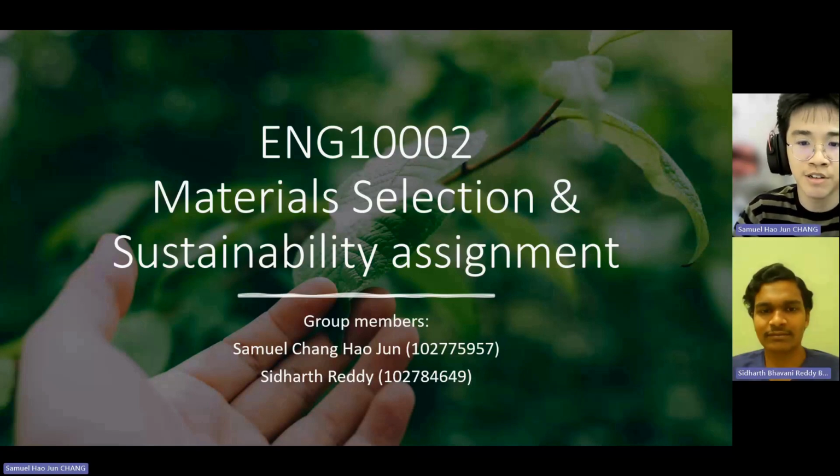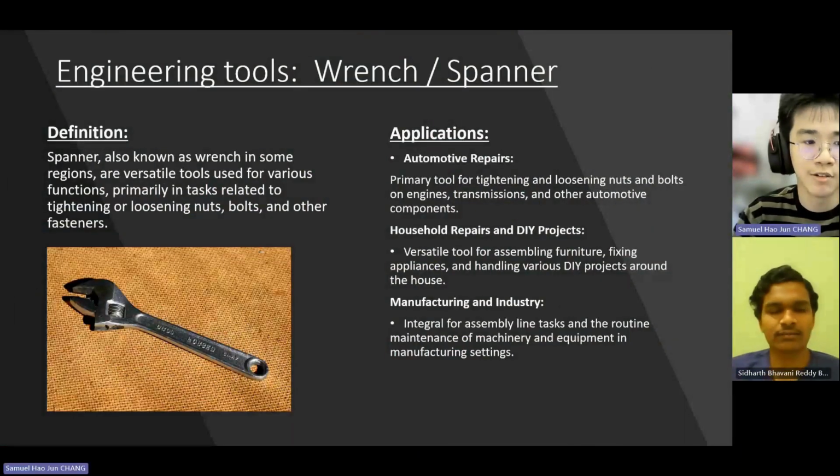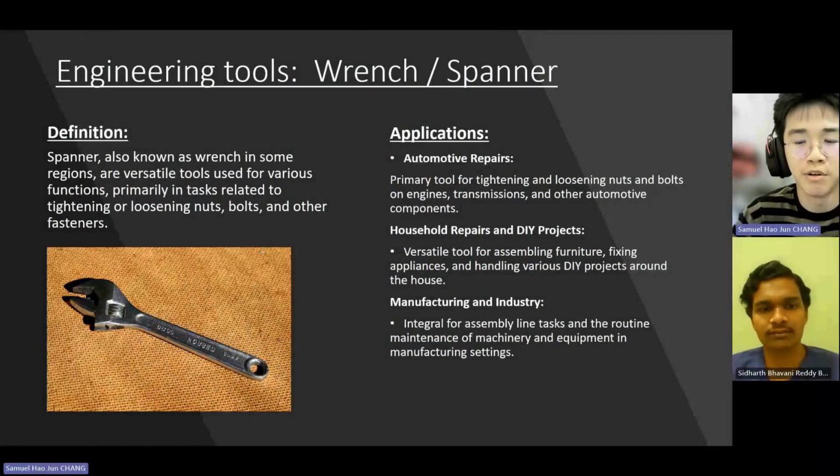Today we'll explore the considerations behind choosing the optimal material, balancing cost, performance and sustainability. Firstly, let's take a look at our engineering tool, the spanner. Why is material selection important, you may ask? The material chosen for a spanner can impact its performance, longevity, and overall user satisfaction. Now let's delve into the key factors influencing our decision.